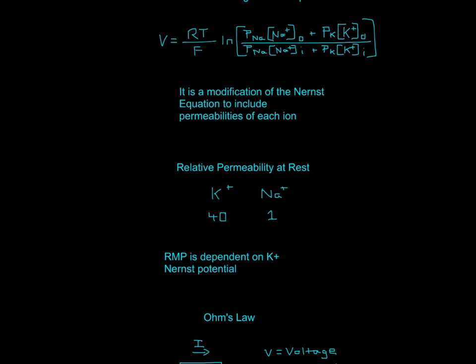So, for example, if you work out the math, the relative permeability at rest for potassium is 40, while the relative permeability for sodium is just 1. So that means the resting membrane potential is dependent on potassium's Nernst potential. So it shows that the resting membrane potential is dominated by potassium because of the larger amount of leaky potassium ion channels.